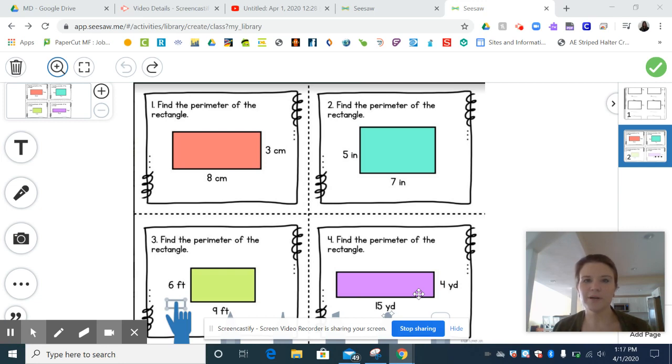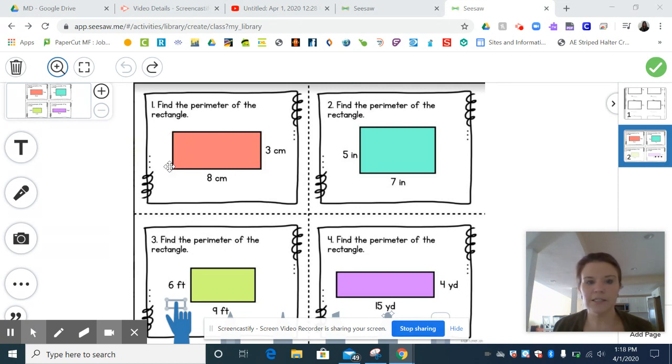Hi everybody, today we're going to keep working on 3MD8, which is how to find the perimeter of a regular polygon. And today we are going to be focusing on rectangles. Remember that we learned that the perimeter of a shape means the distance all the way around a shape. So if you take a look at our shape right here, it says to find the perimeter of the rectangle. Okay, so that's asking us to find the distance all the way around the shape.